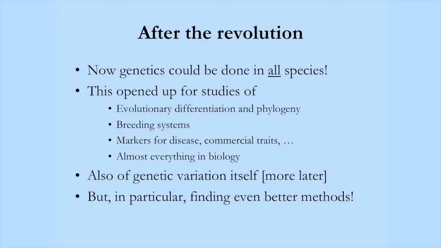Genetics could be done in all species and it opens up all kinds of possibilities. You could do subpopulation differentiation, races, speciation, how big are the differences between them. You could do breeding systems: how many males did this female bird mate with when she produced her clutch, were there more than one? You could use them for markers for disease or commercial traits in plant breeding or anything like that. Almost everything in biology could now be approached in some way with this kind of genetic tool.